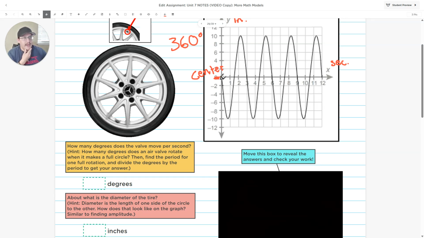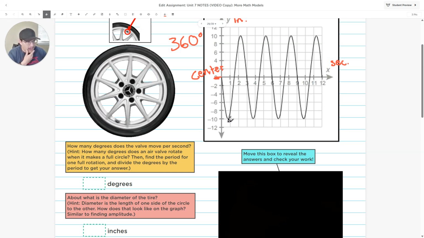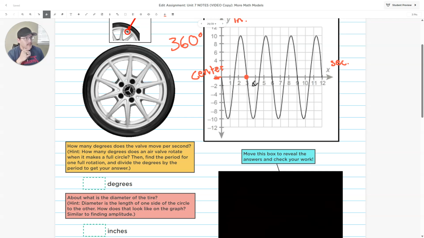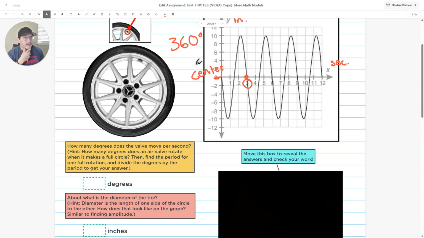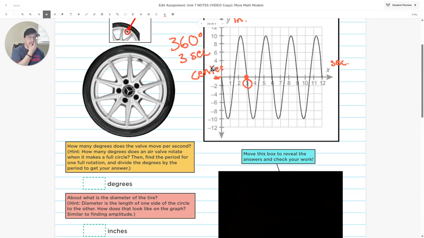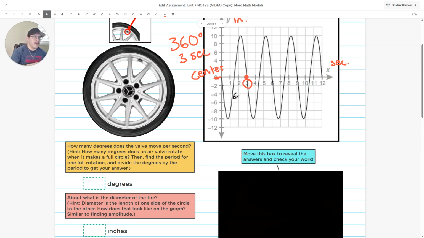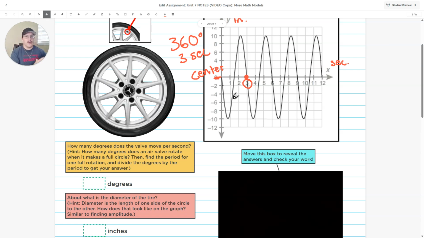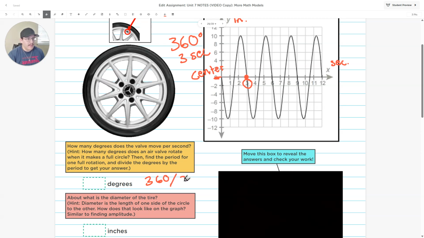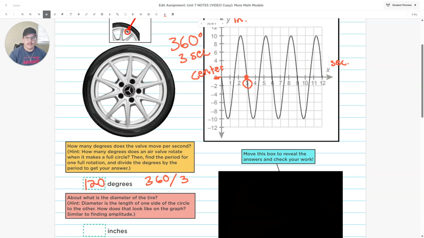So how many seconds does it take to go for one full rotation? Well, think about it. It starts at resting. The air valve goes down and then up and then back to its resting position. So it takes about 3 seconds to go 360 degrees. Okay? So that's the period. The period is then going to divide into the degrees to figure out how many degrees it's traveling per second. So what we're going to do is 360 divided by 3, which we will get 120 degrees.